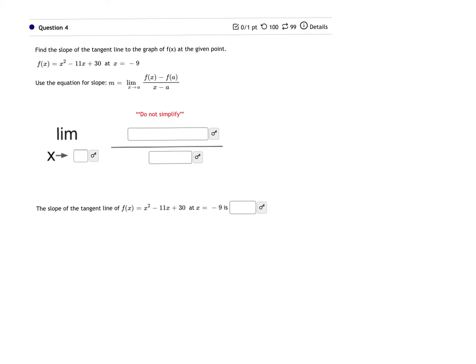Hello, Mr. Geislehart here, and I'm going to go ahead and see if I can explain number 4 on homework 7, which is finding the slope of the tangent line.